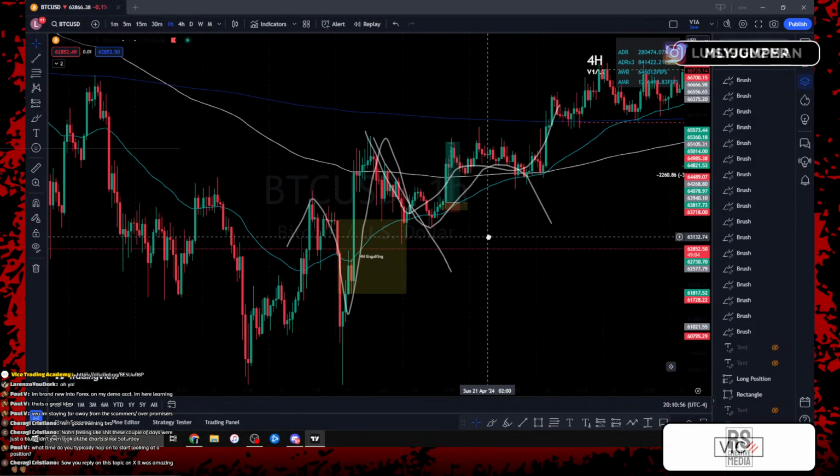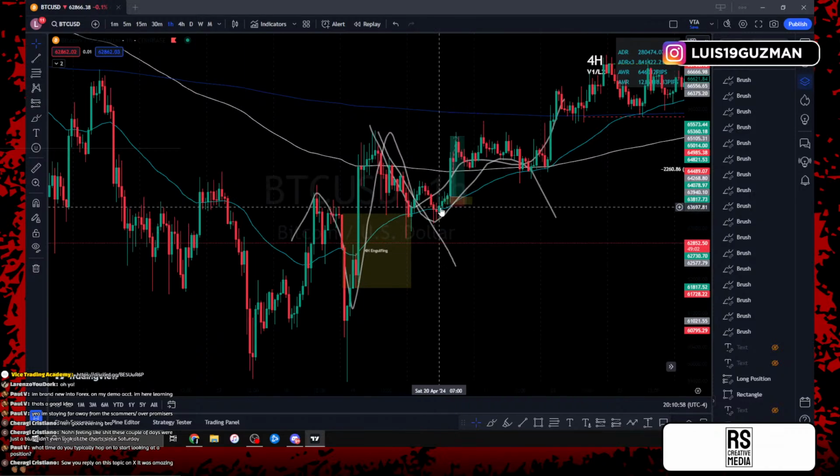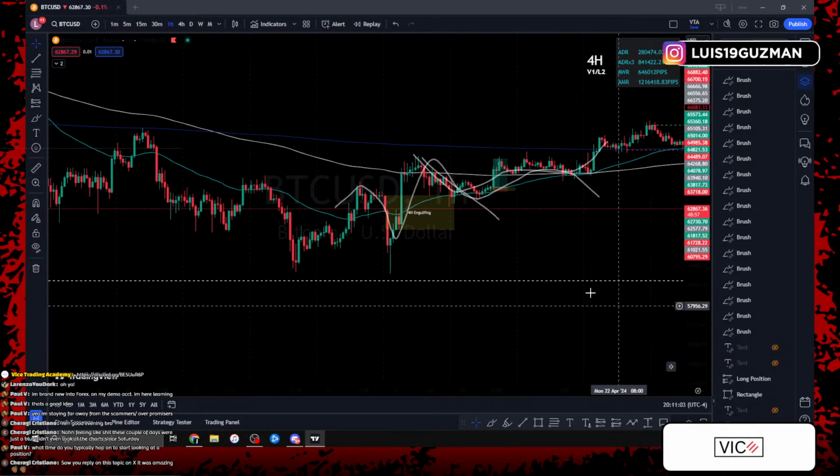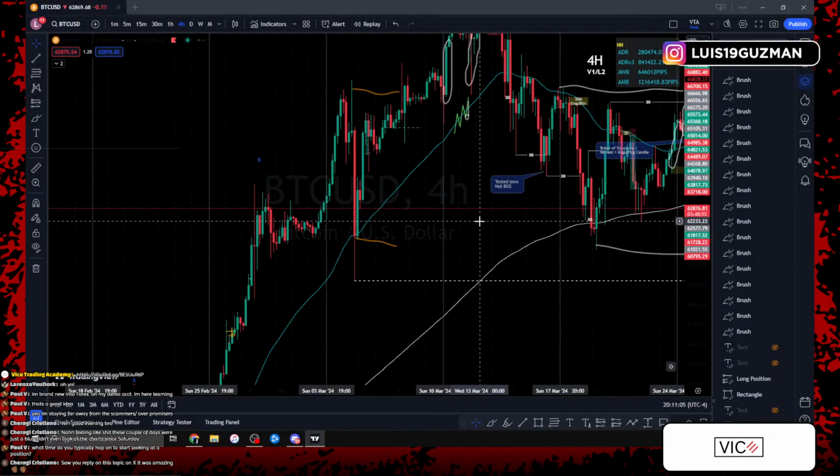Down here, same thing. I didn't have that marked. Sorry. But you can see, same thing. We had an engulfing candle. I think this is the 15-minute, if I'm not mistaken. Here in the 4 hour, this is one that I had marked, but we didn't take the trade.